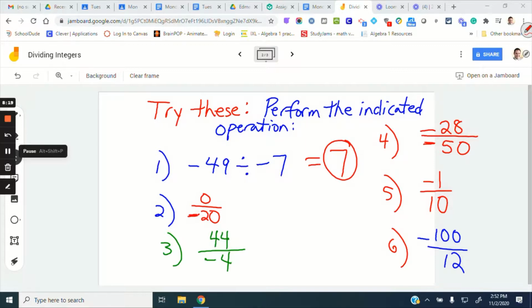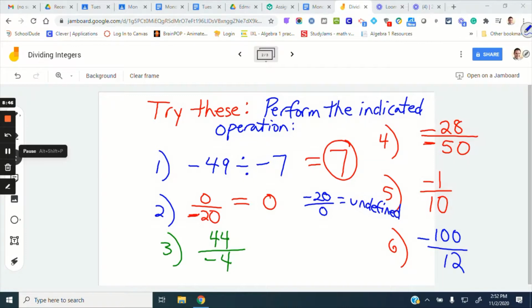Number 2, 0 divided by negative 20. So if 0 was any other number, this final answer would be negative, but 0 is a neutral number. So 0 divided by anything is just 0. Okay? Now just so you're aware, if that problem was reversed, if it was negative 20 over 0, that would actually be undefined. So if 0 is in the denominator, or the number we're dividing by, it's undefined.